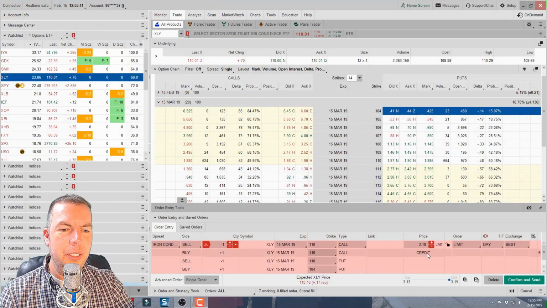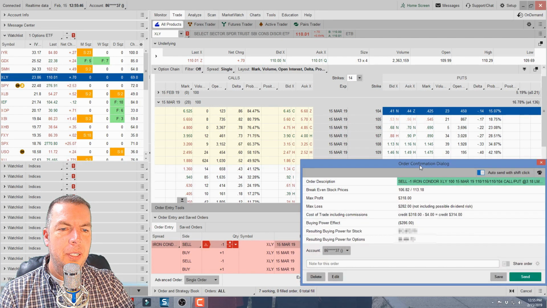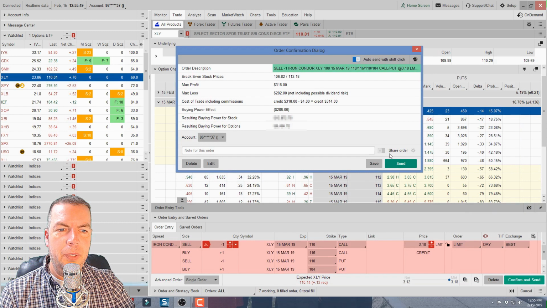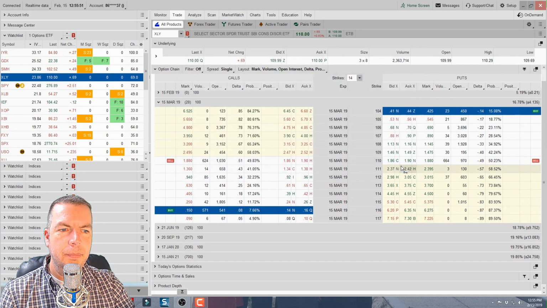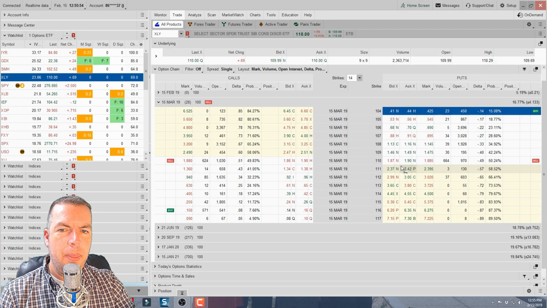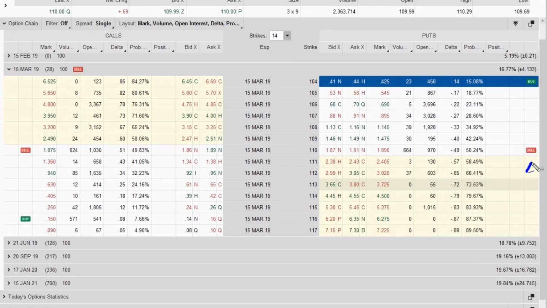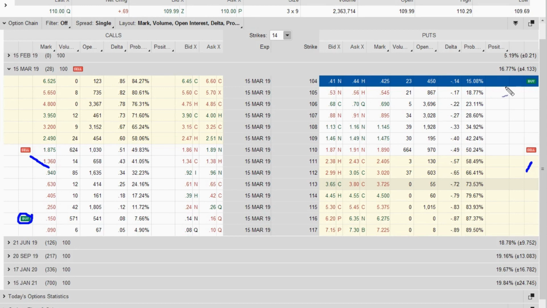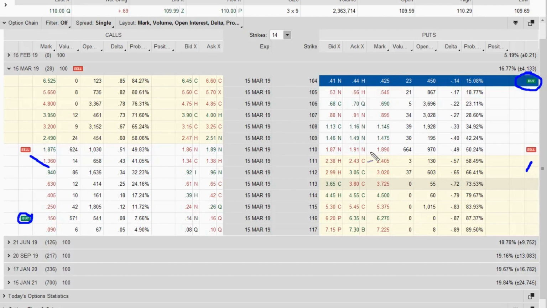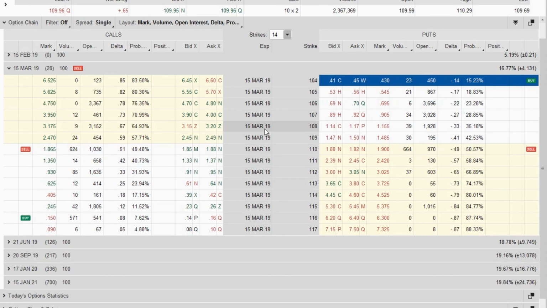So let's go ahead and try to sell this for $3.18. So I'm going to go ahead and click confirm and send, and we'll see if we can get filled here. So we got a sell order in. You can see our sell order sitting here at 110 on both sides, and then our protective call and our protective put out here. So we're looking for that spread to get filled at $3.18. So let's just go ahead and wait here a few minutes and see if we can get that filled.